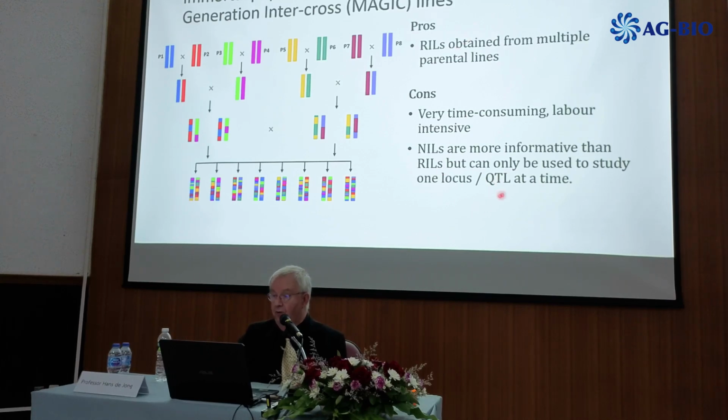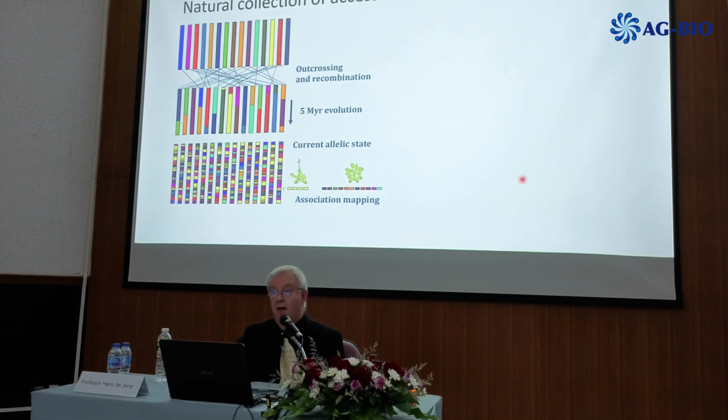So they are more informative, but they can only be used to study one locus at a time. And then finally, we have the natural collection of accessions and cultivars. So we make outcrossing and recombination. We make all kinds of different combinations. And in the evolution, we know they shovel around a lot of chromosome segments.